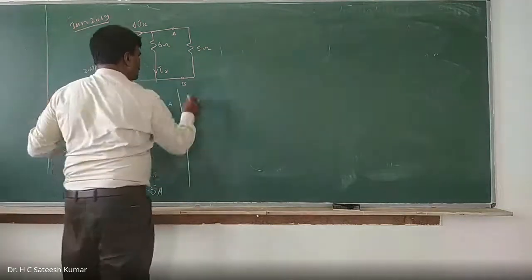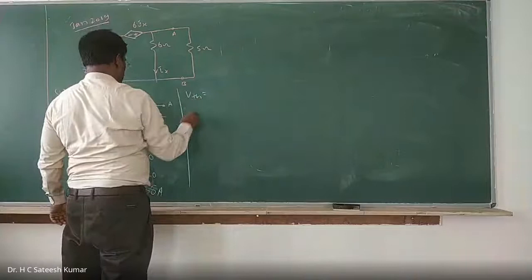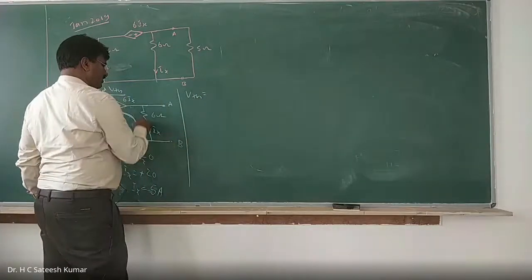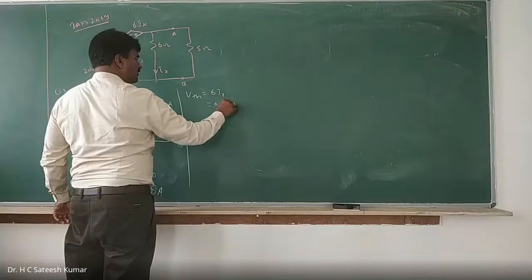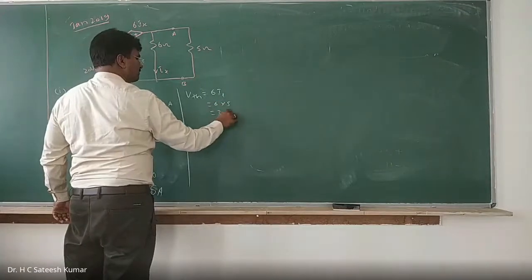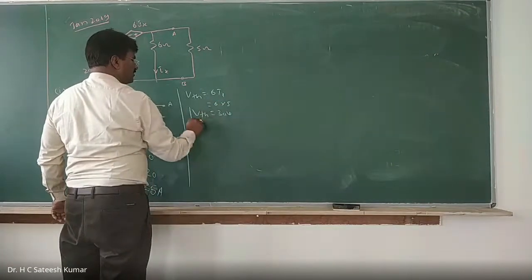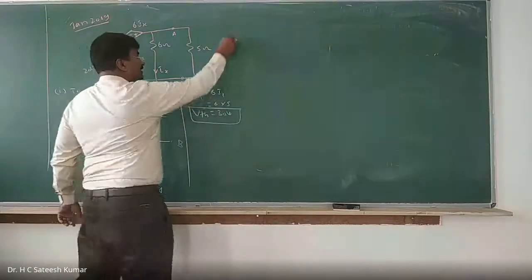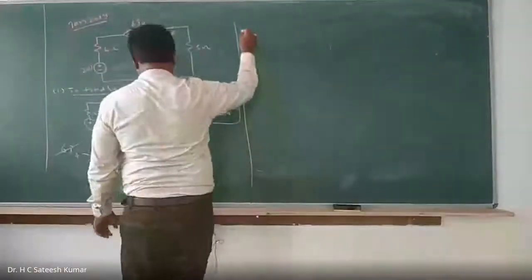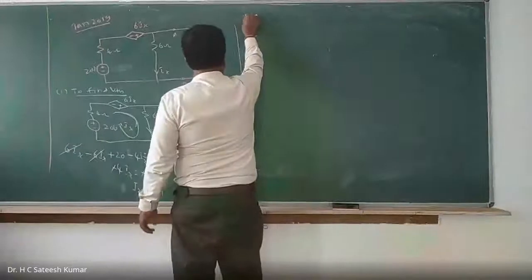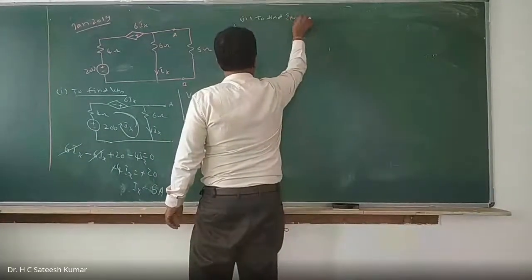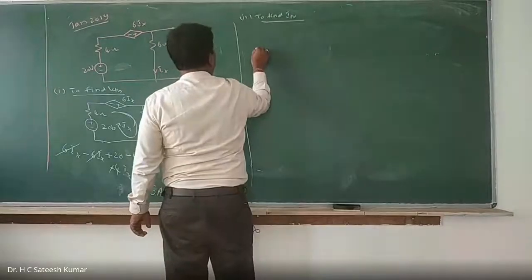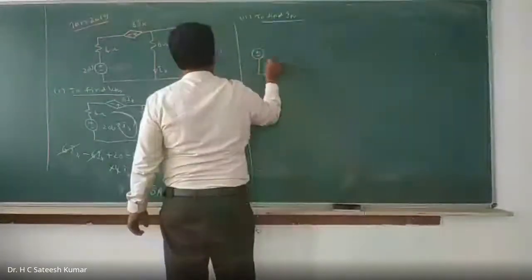Therefore, VTH is equal to what? Go from here to here against 6 into Ix, 6 into 5, 30 volts. VTH is equal to 30 volts, we got it. Next, to find I Norton, the second step, for Norton's equivalent we should find out the short-circuit current, with a plus minus resistor.